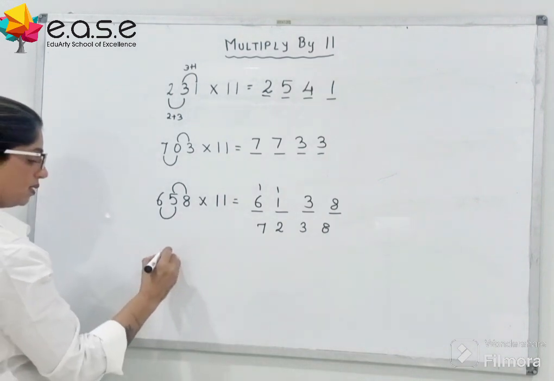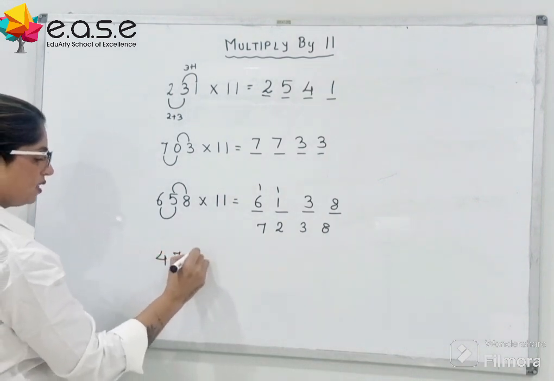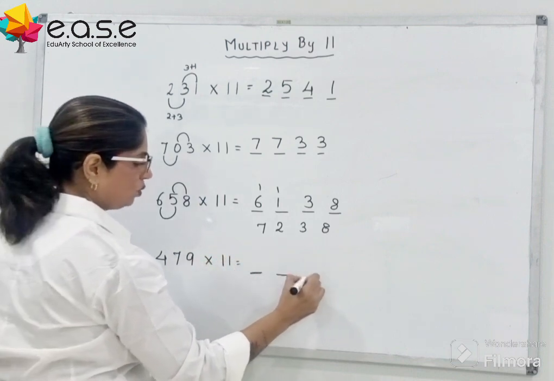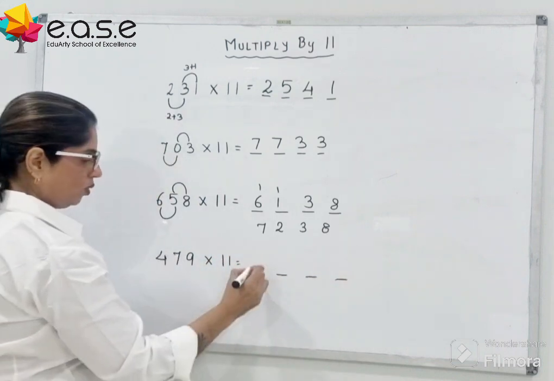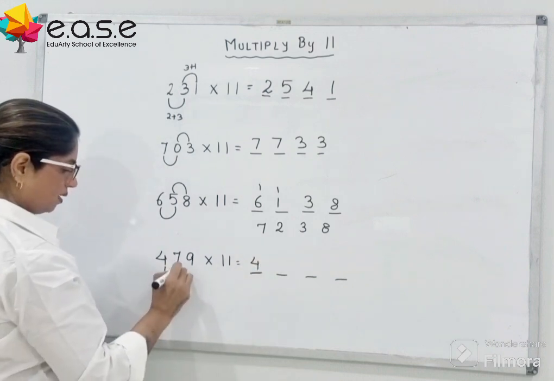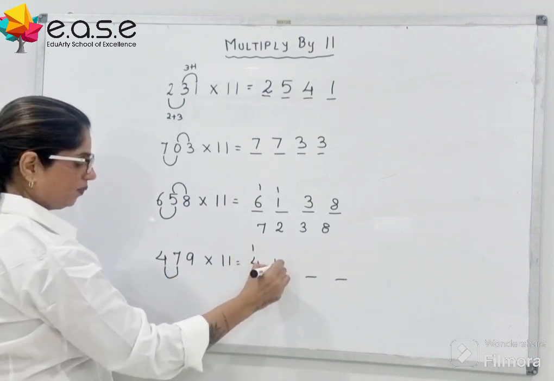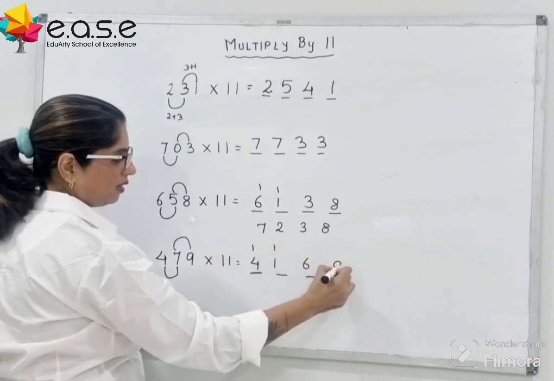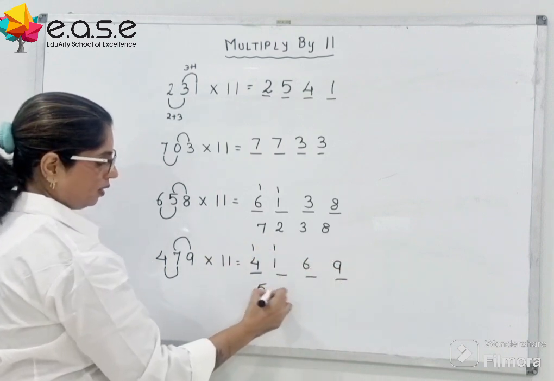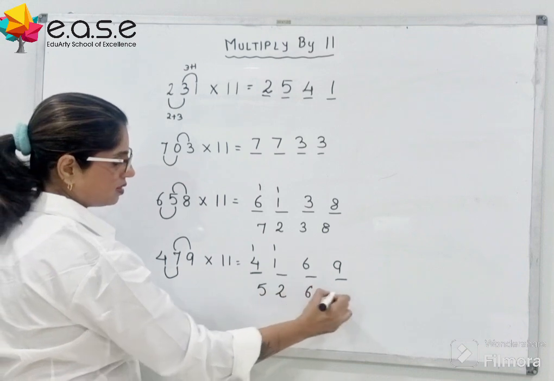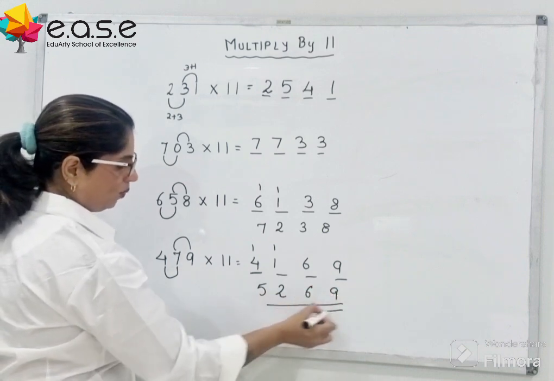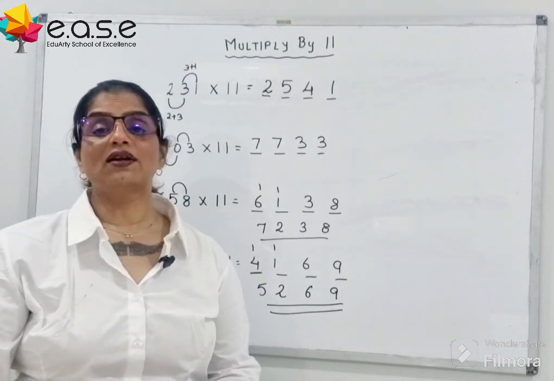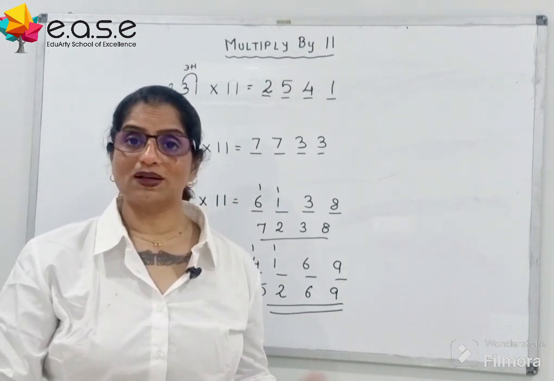Correct? Let's check this. Suppose we have 479 times 11. That's 1, 2, 3, 4. Write a 4. 4 plus 7, that's going to give you 11. 7 plus 9, that's going to give you 16. And then a 9. Answer is going to be 5, 2, 6, 9. I hope all of you have understood what we are doing here. You can take your own examples and try to figure out if you can do these multiplications.